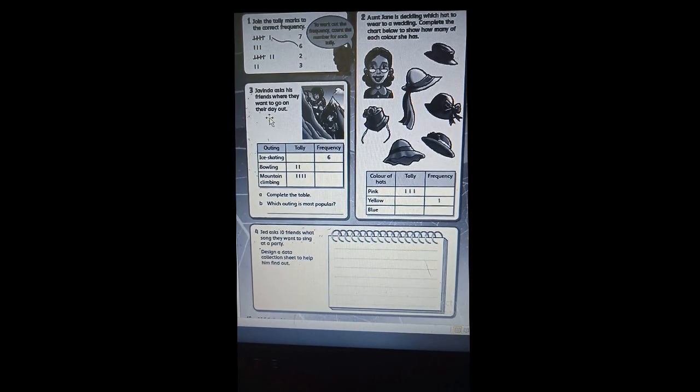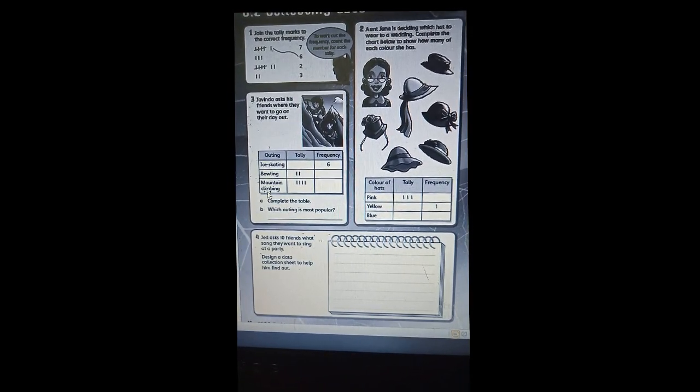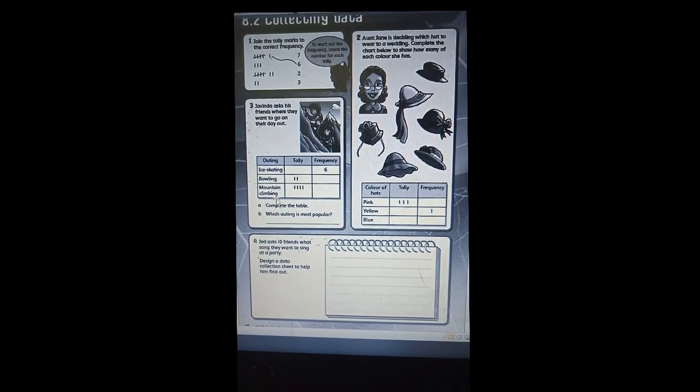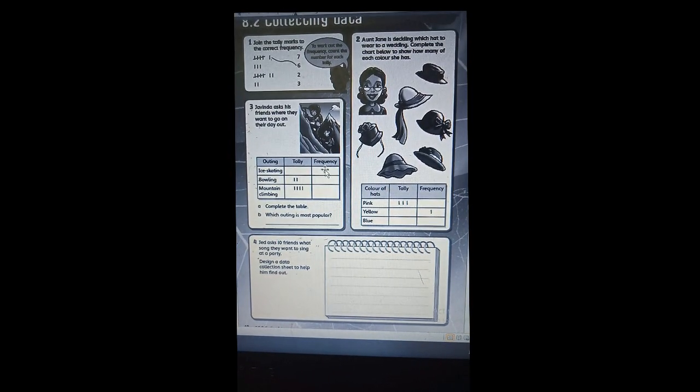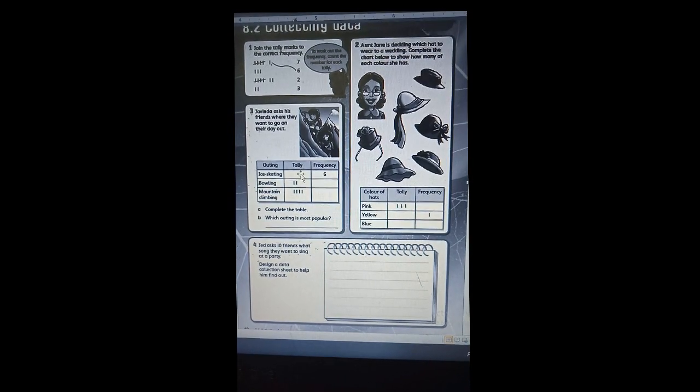Number 3 is Javinda asks his friends when they want to go on their day out. Here is outing: ice skating, bowling and mountain climbing. Here in the frequency column ice skating 6. Now we have to draw here 6 tally signs. Tally signs or tally marks are also called hash marks. Now we have to draw here 6 tally. For 6 tally here is something different.